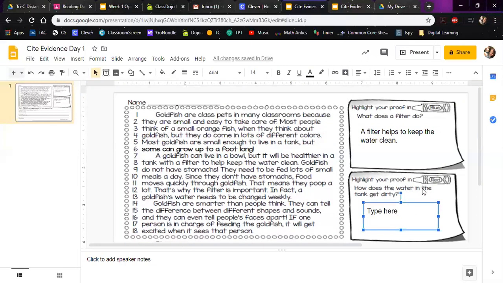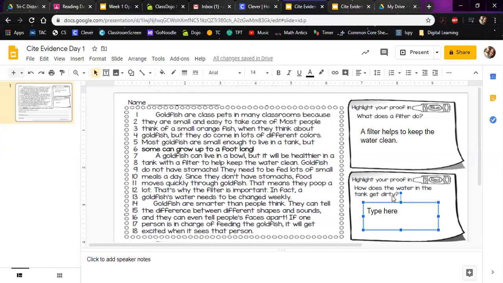Now let's look down here at my second box. How does the water in a tank get dirty? I'm going to start reading. It's in that same paragraph, so I'm going to start reading where I left off. Goldfish do not have stomachs. They need to be fed lots of small meals a day. Since they don't have stomachs, food moves quickly through the goldfish. That means they poop a lot. That's why the filter is important. In fact, a goldfish's water needs to be changed weekly.